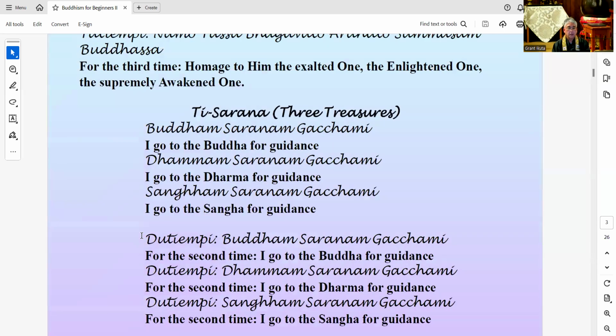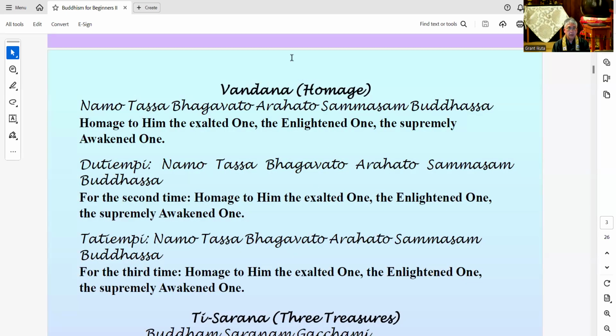Okay, so I'm going to read the Sanskrit, or the Pali in this case, and then you could read the English. For those of you who wish to read the Pali, you're more than welcome to join me. So it goes like this.